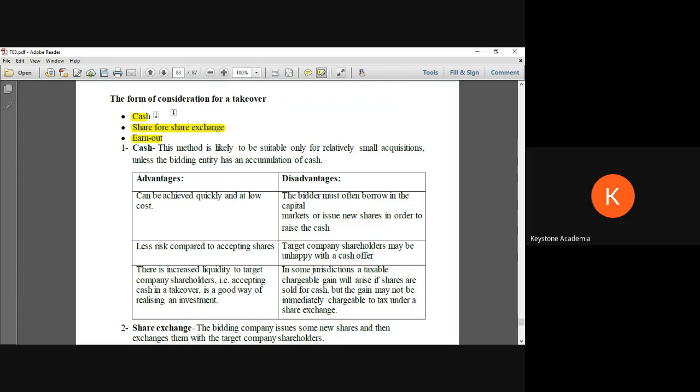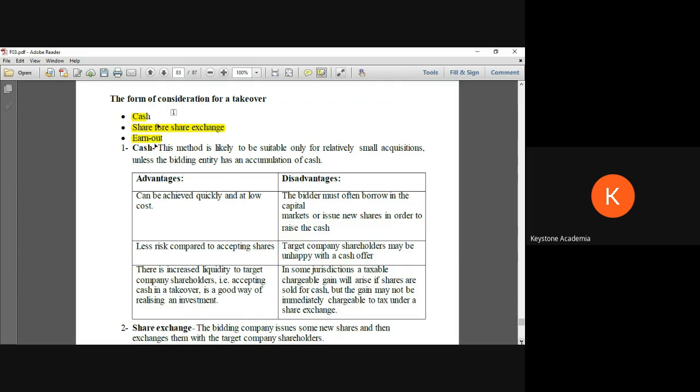So these are the 2 primary methods to take over a company. Third is earn-out, but earn-out is usually mixed. Earn-out is where you give them some cash or some share for share exchange and say, the remaining I'll give you when you help me to achieve my target, when you help us to achieve the synergy. This is very important, again a very common topic asked in the exam. So first we'll discuss cash.